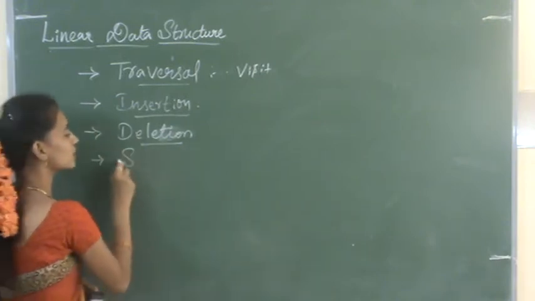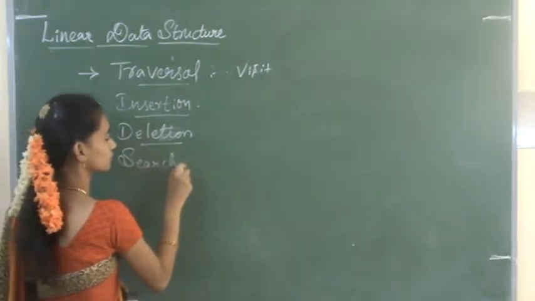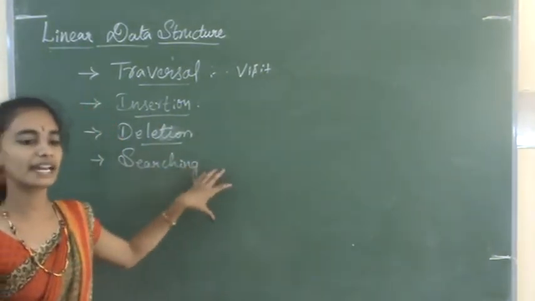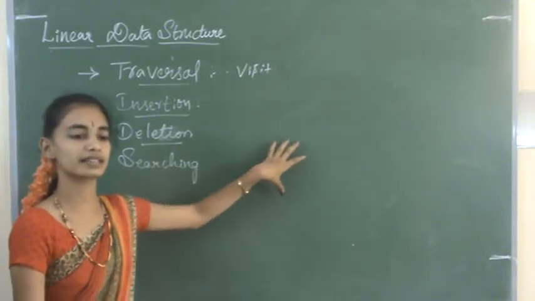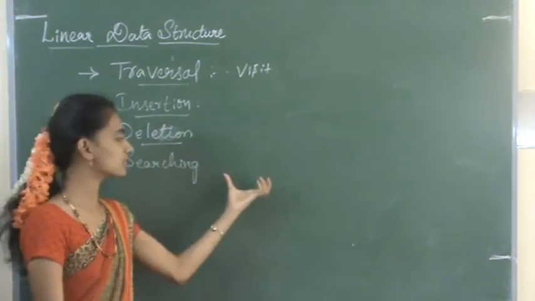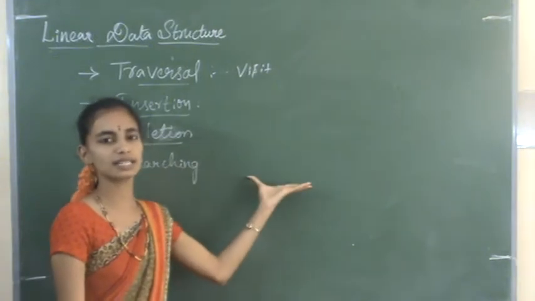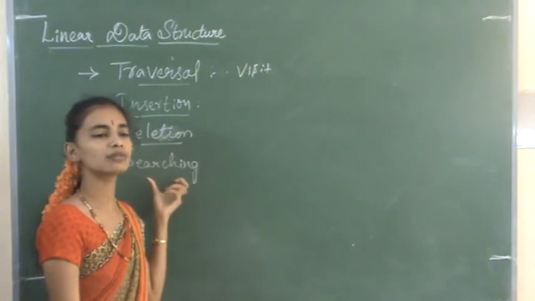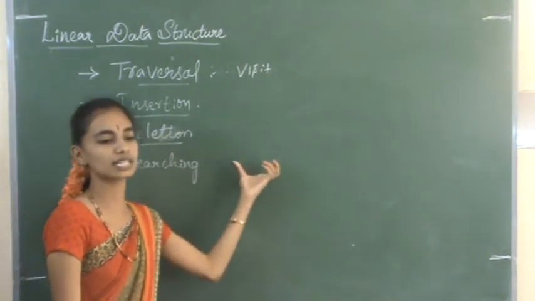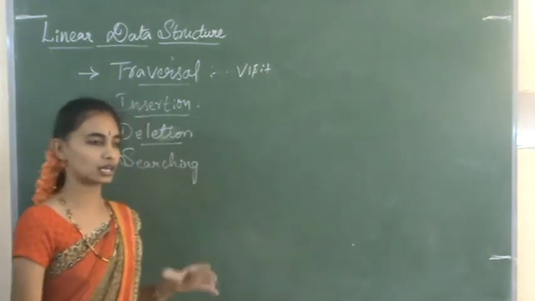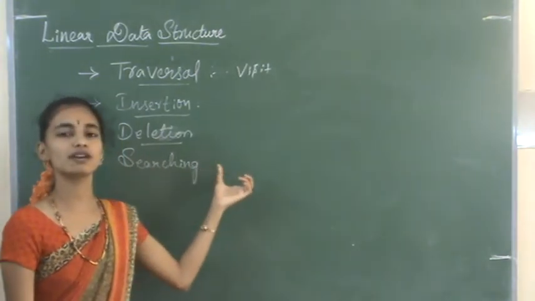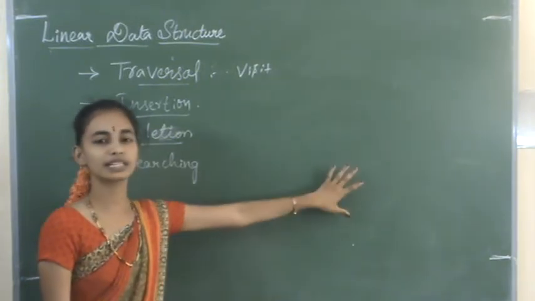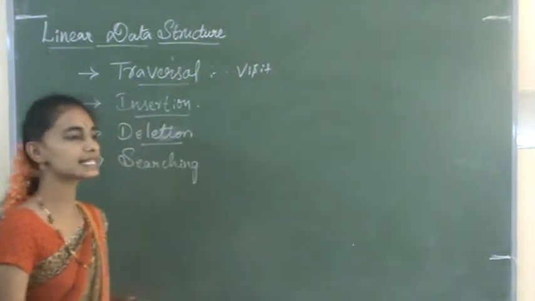Next we have searching. Searching means the process of finding an element which exists in the data structure. The data structure contains different elements, and among those we have to find whether the searching element is present or not. We call it searching.